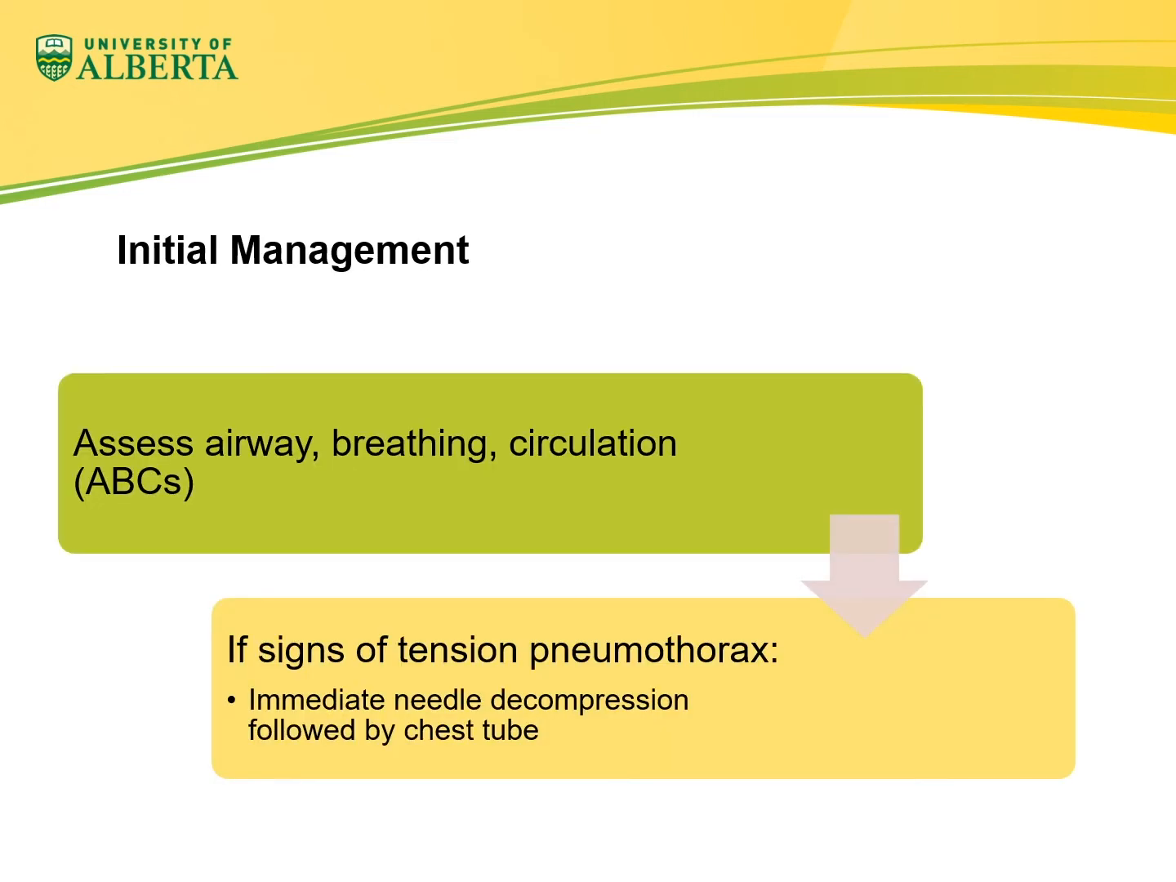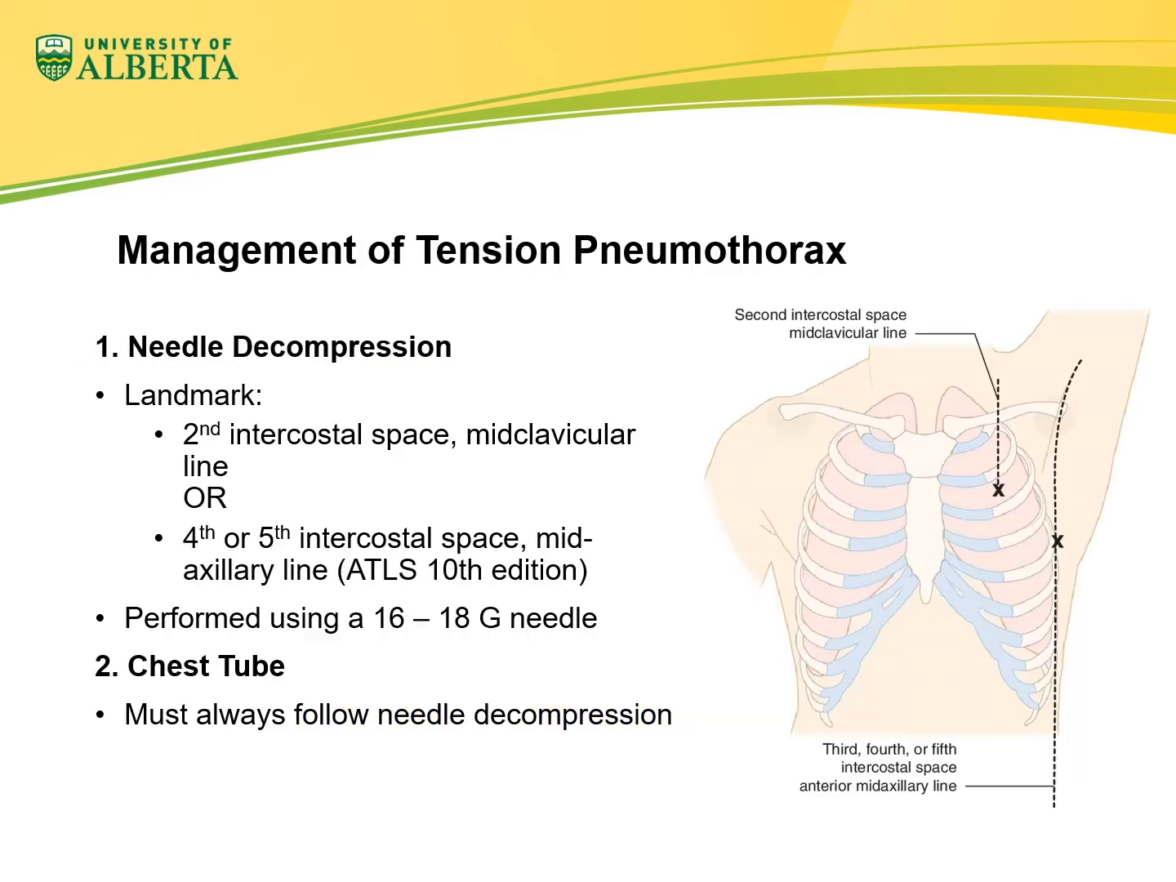Initial management of a pneumothorax should focus on the assessment and stabilization of airway, breathing, and circulation. It's also critical to determine whether there are signs of a tension pneumothorax, such as hypoxia, hypotension, tachycardia, and tracheal deviation. If tension pneumothorax is suspected, it must be relieved immediately with a needle decompression followed by chest tube insertion.